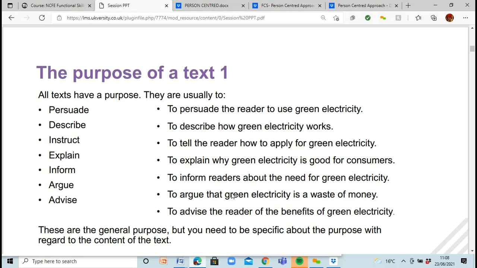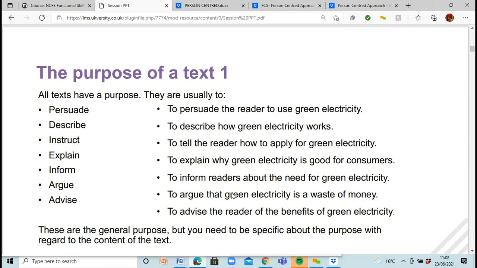A text that has the purpose of an argument is there to argue that a certain thing is a waste of money. So having solar panels is a waste of money. To have green electricity is a waste of money. So they're arguing that what you think is beneficial actually isn't. And then there'll be text there to advise you on something. So they'll be giving you advice, giving you information and telling you the benefits of a particular topic.